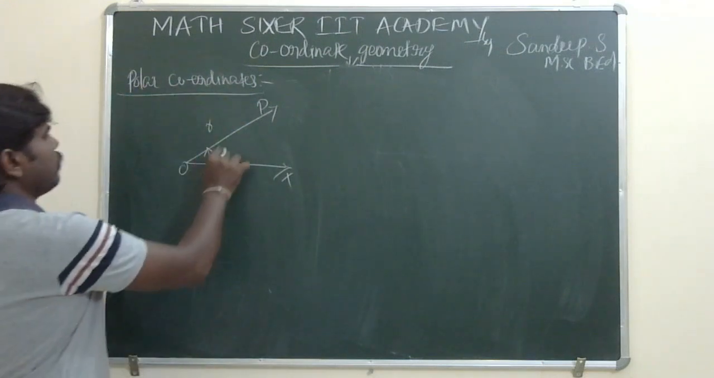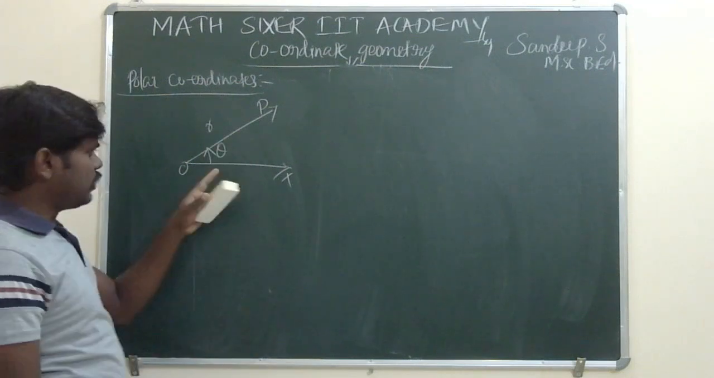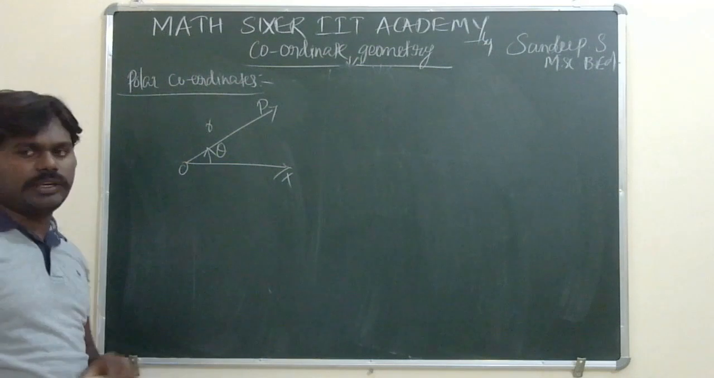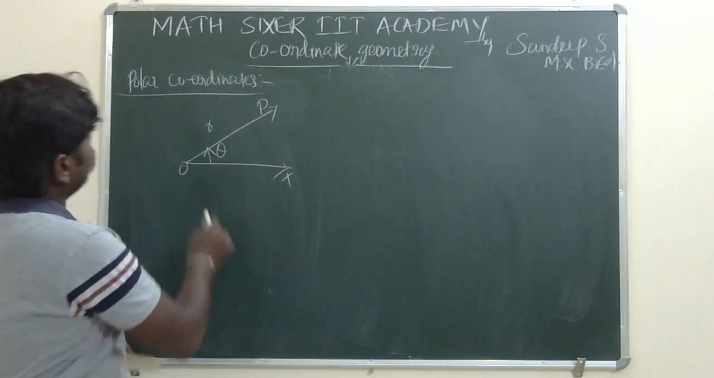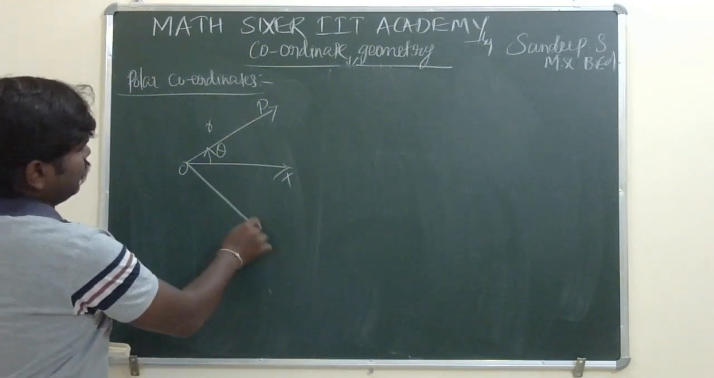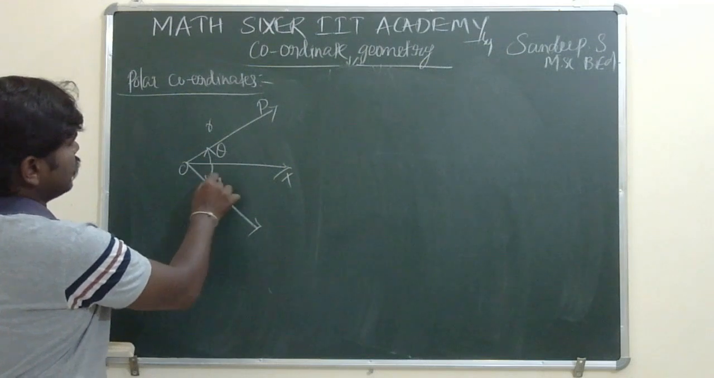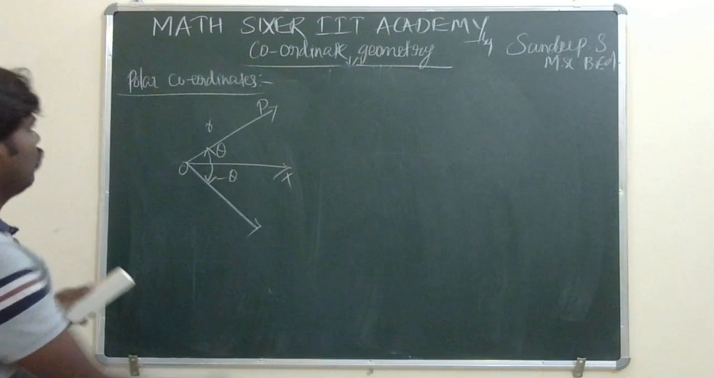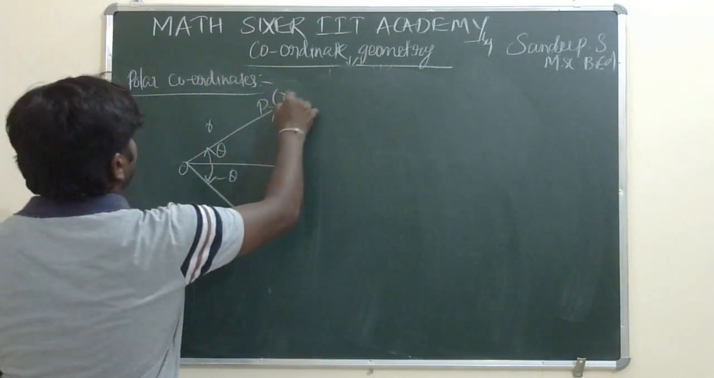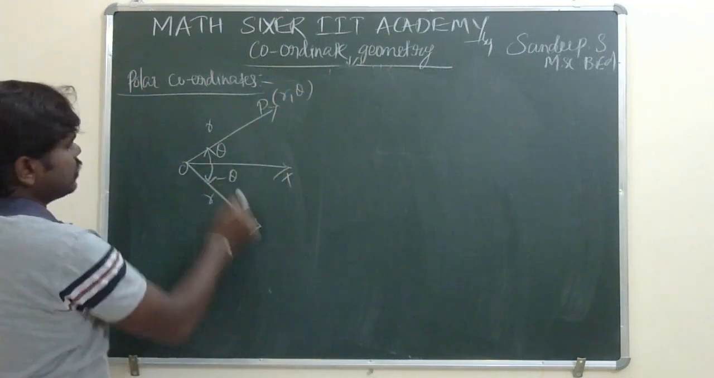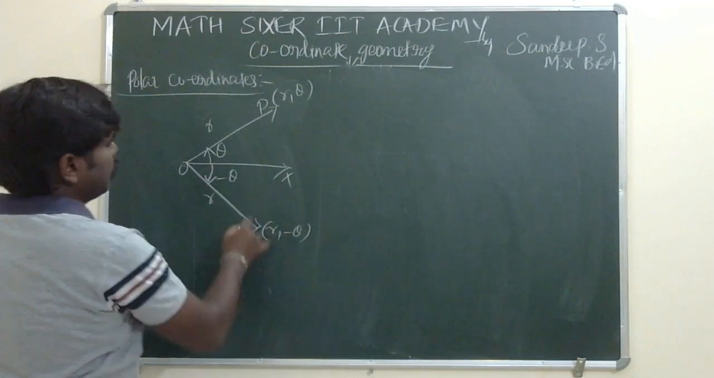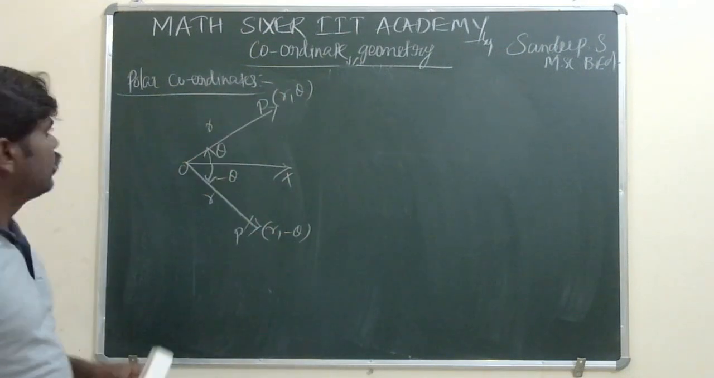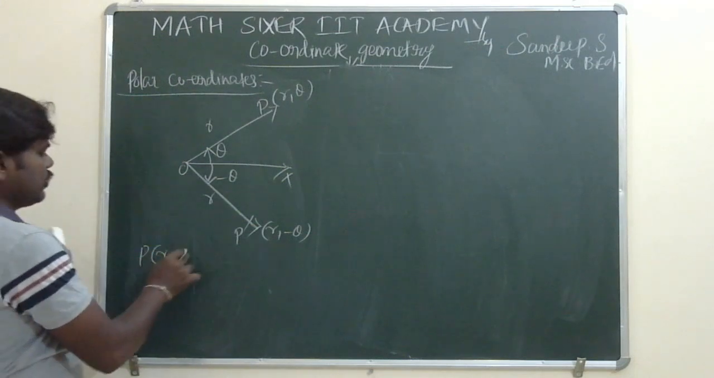Rotation in the anti-clockwise direction gives a positive angle. When you shift this along the clockwise direction, the angle becomes negative, so minus theta here. Now the point P can be represented as (r, theta), and this is also (r, minus theta). So P(r, theta) is called polar coordinates.